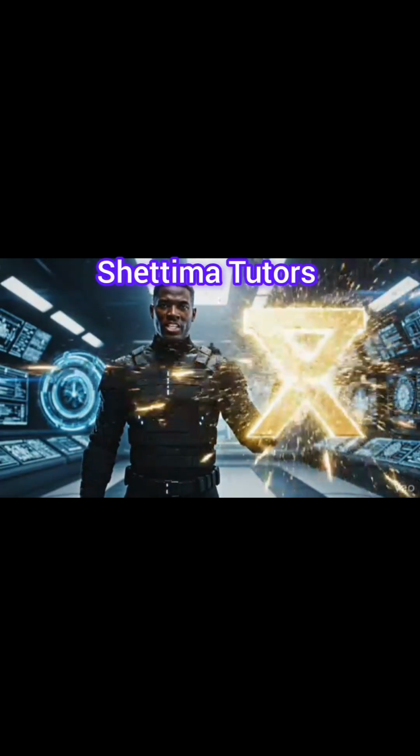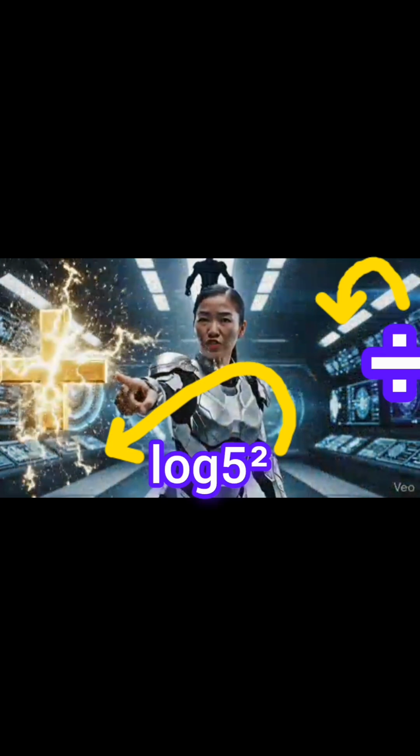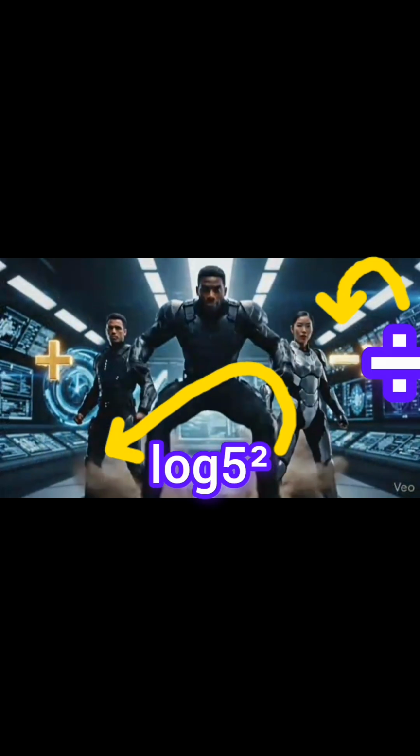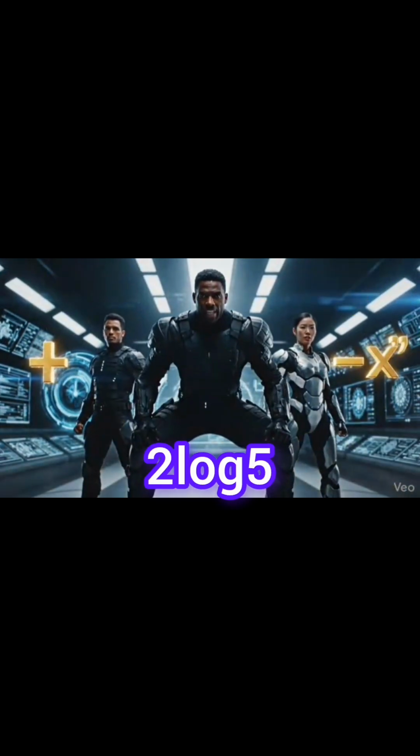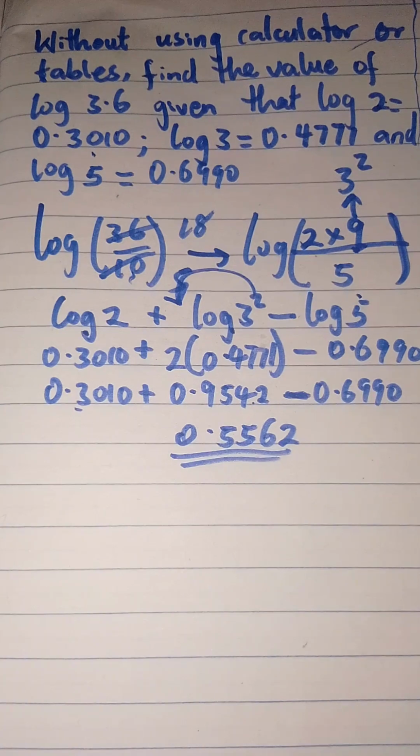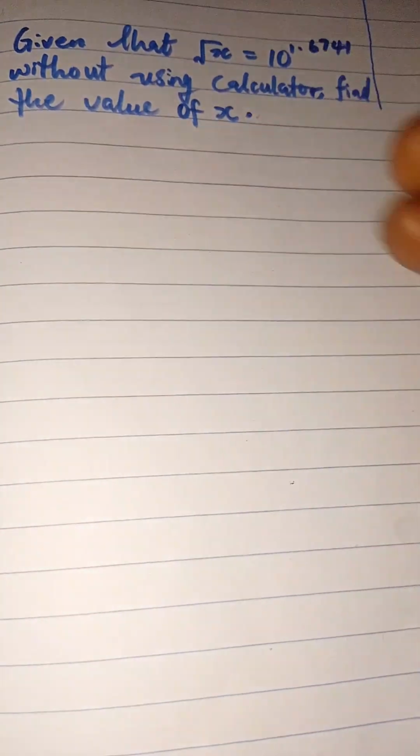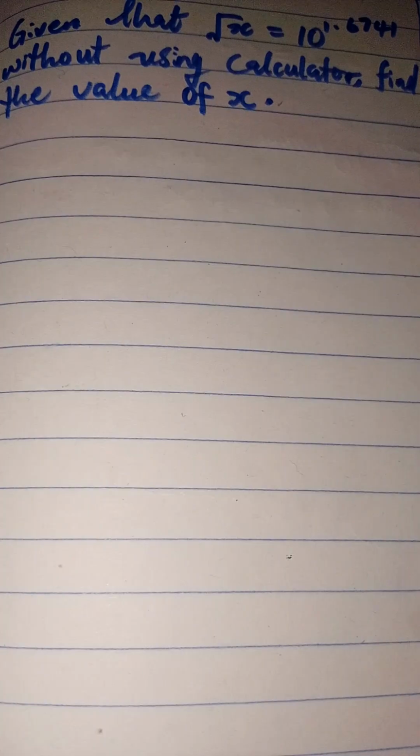Given that the square root of x is equal to 1.6741, without using a calculator, find the value of x. In this case, you would want to find the log of both sides, log of the square root of x and log of this.